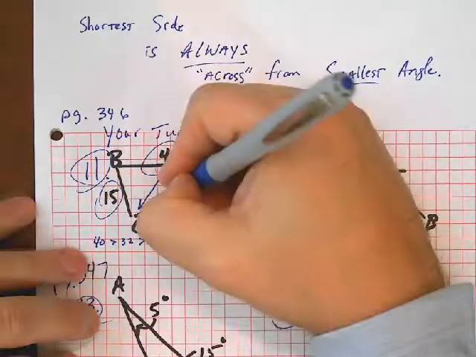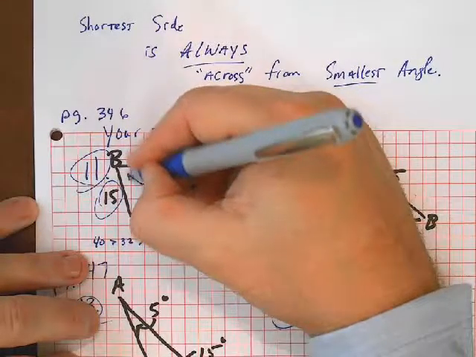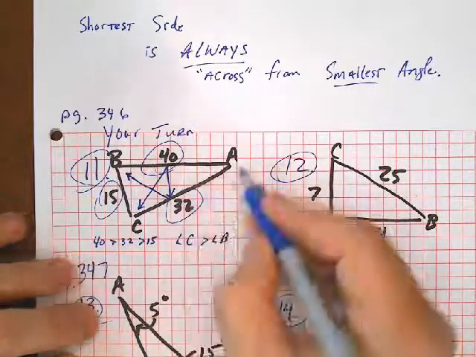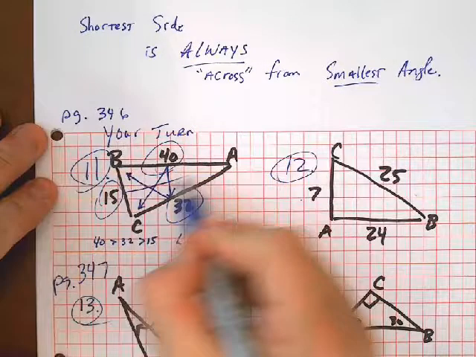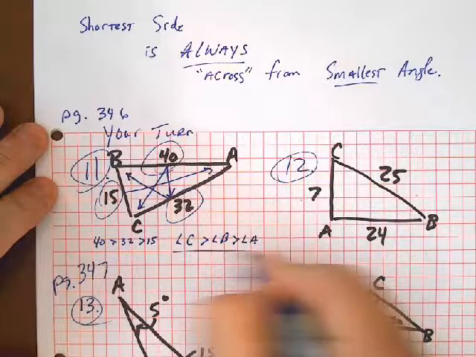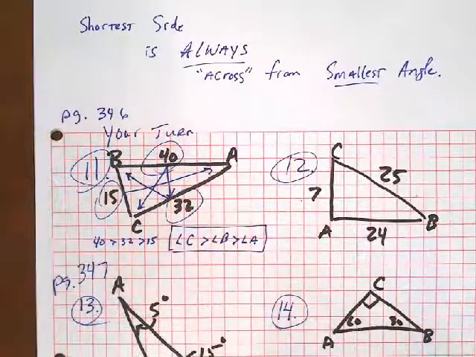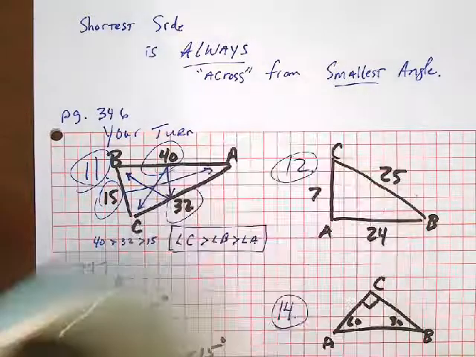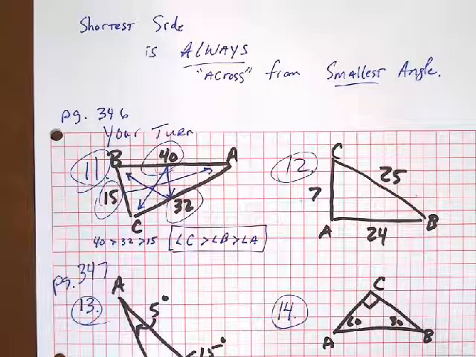What angle is opposite 32? Which is angle B. And then what angle is opposite 15? That would be angle A. And so those are, in order from greatest to least, the angles based on the sides of the triangle. Okay? All right, let's do another one.